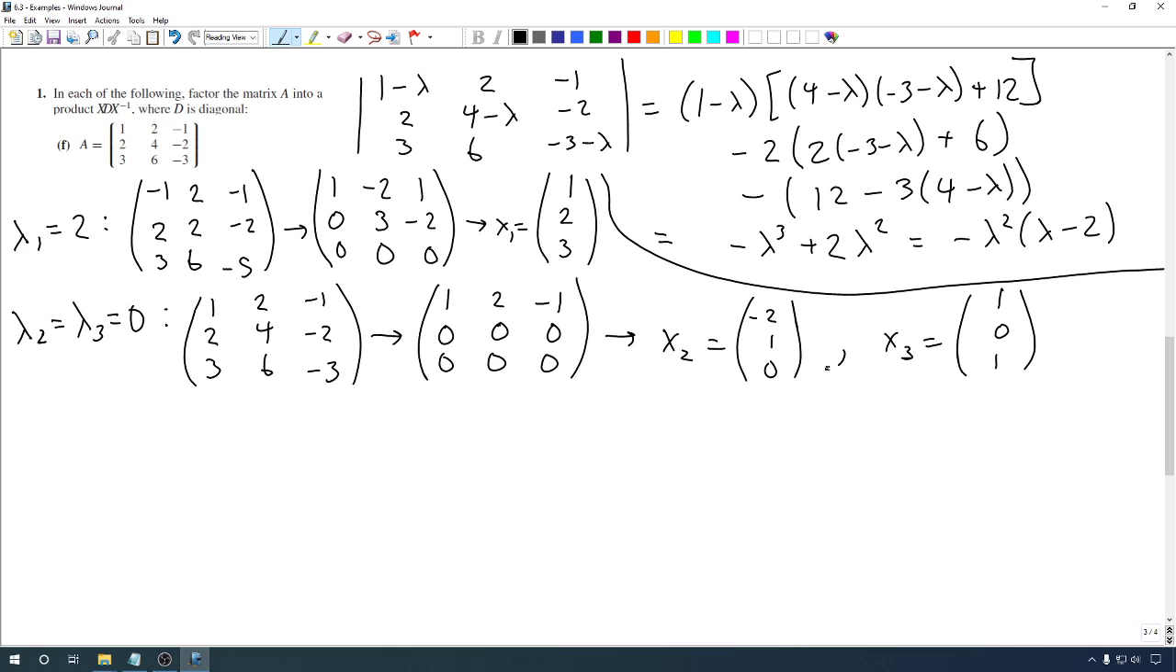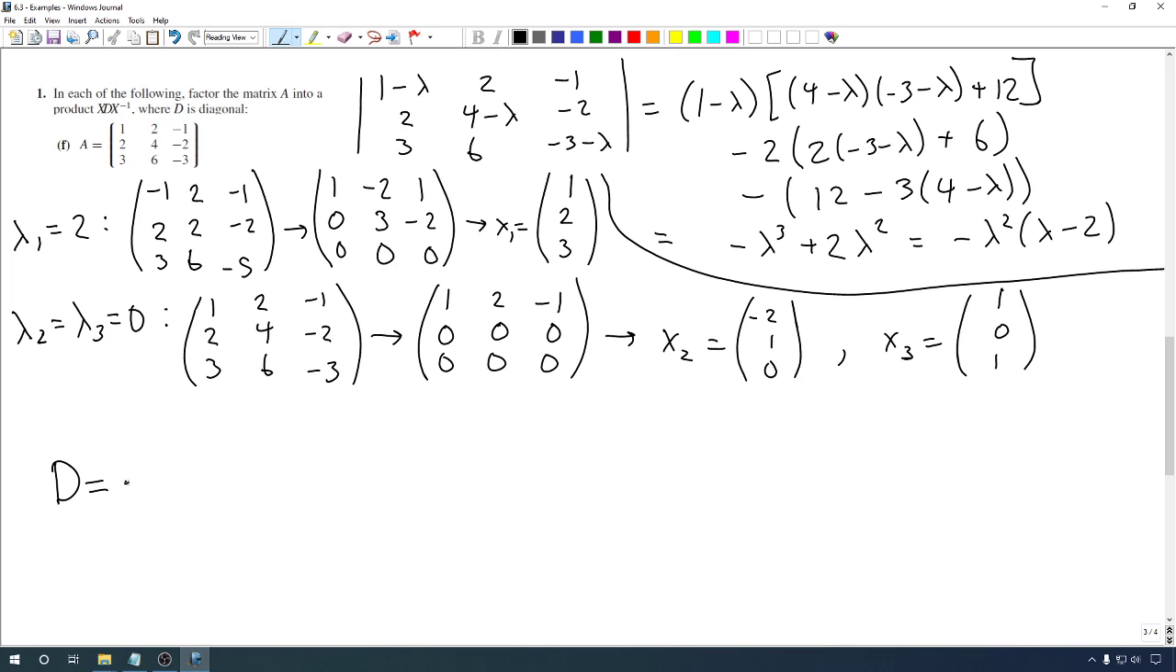Those are 2 vectors. They're both eigenvectors corresponding to 0, and they're independent of each other. Specifically because in the middle, in the second variable, one's 0 and one's not 0, and in the third variable, the first one's 0 and the last one's not 0. That guarantees that they cannot be dependent on each other. So we now have 3 linearly independent eigenvectors for this matrix A, and that's what we wanted.